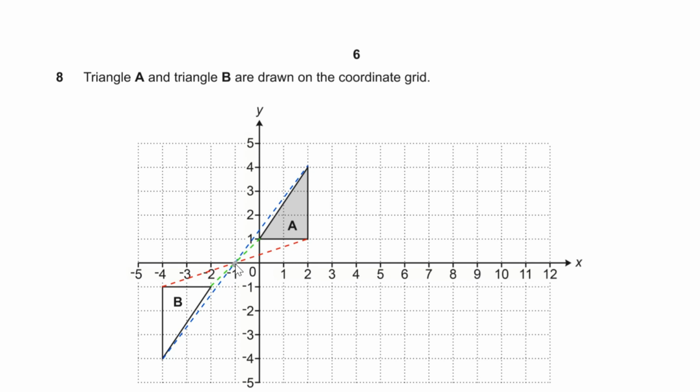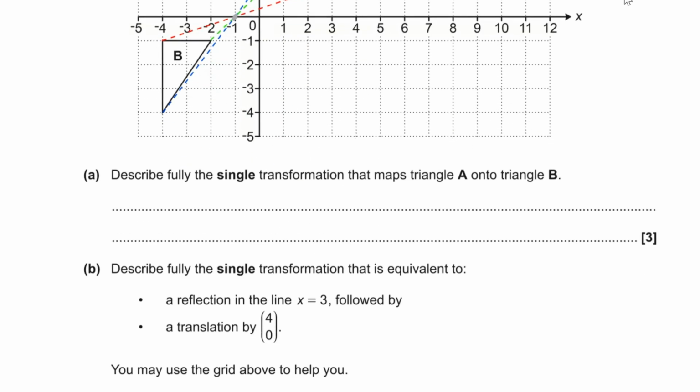well, what you can hopefully see over here is we've got a centre of -1 across and 0 up, and hopefully you can see the shape has been rotated by 180 degrees, and this here is our centre. And therefore, when we come to describe the single transformation that maps A onto B, we would have a rotation, centre with coordinates (-1, 0), and the angle is 180 degrees.